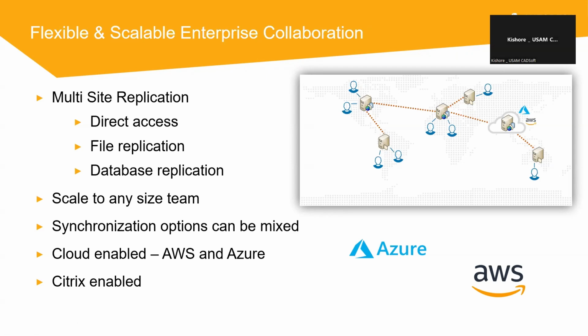And not only that, it also comes with multi-site replication. So for instance, if my teams are distributed across the globe, across the country, working in different locations, you can do multi-site replication of your files, right? You can replicate your server across multiple sites. Vault has the capability to do it. And if you want to enable the cloud for Vault, it is possible too, right? Through AWS or Azure, you can enable the cloud for Vault.